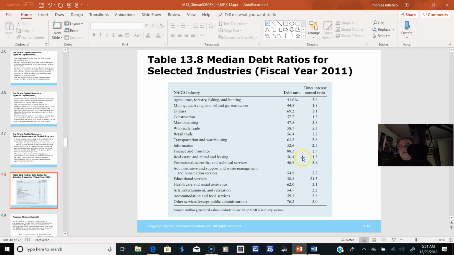All right, so here's different debt ratios for different industries. This is a nice little table, except it's quite old. It's 7 years old, but different companies have different debt ratios, and you can do some research and figure out why that is. But you'll notice here, healthcare and social assistance has a very high debt ratio.